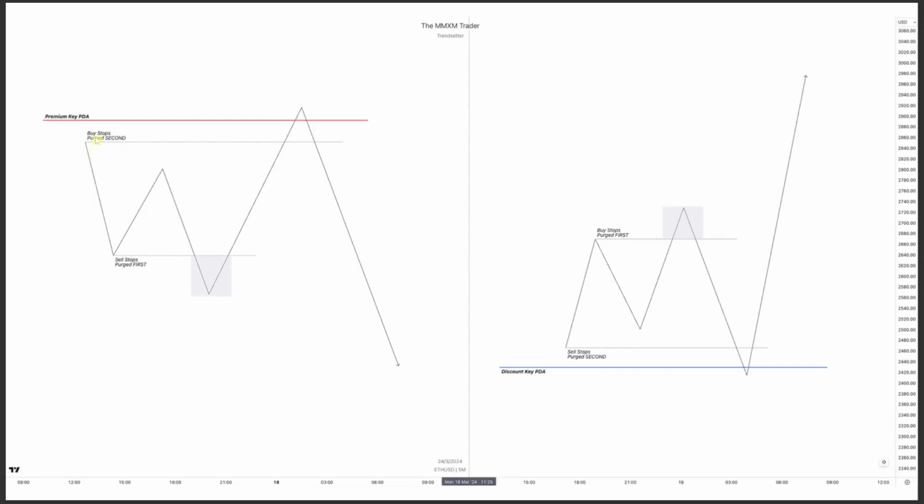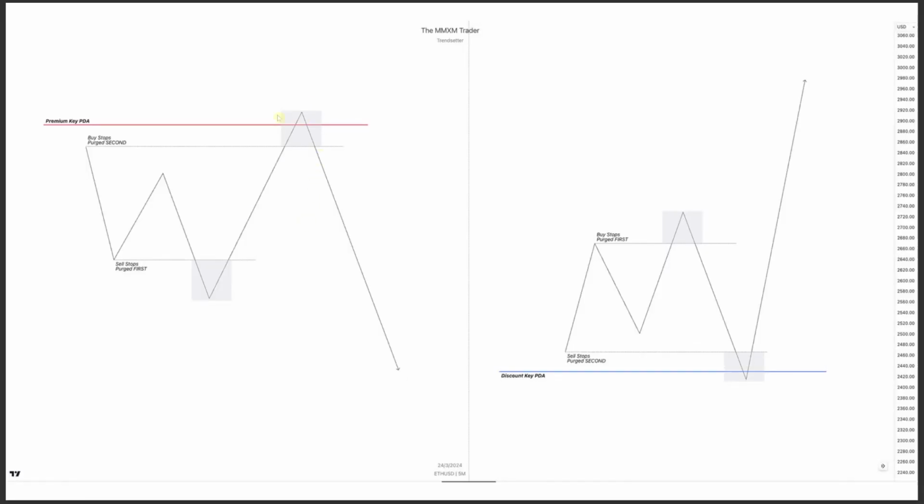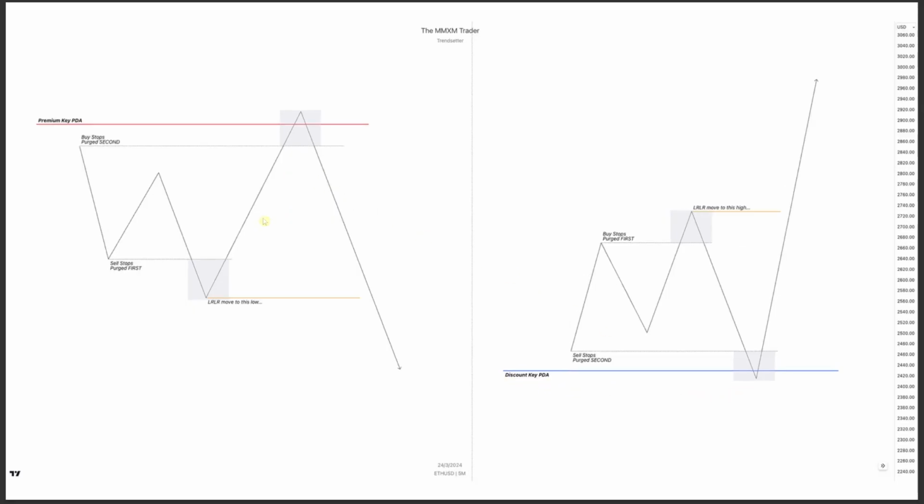We're gonna purge the buy stop second over here, right? We're gonna take out that high, and now we're accumulating buy stops over here. And the key is it has to be in a premium key level over here, that PD array, and then in a bullish scenario we want to see that discount PD array, right?